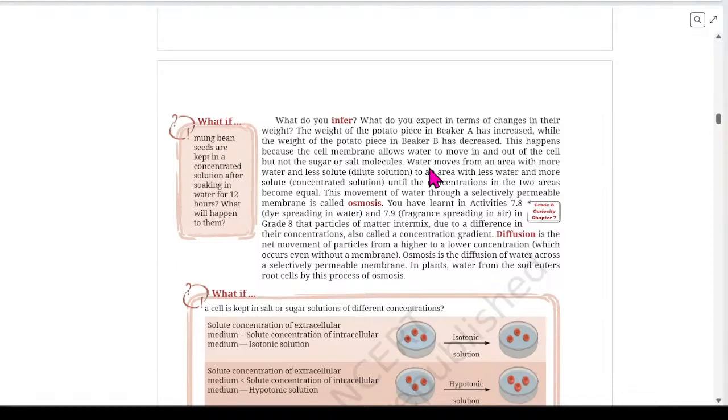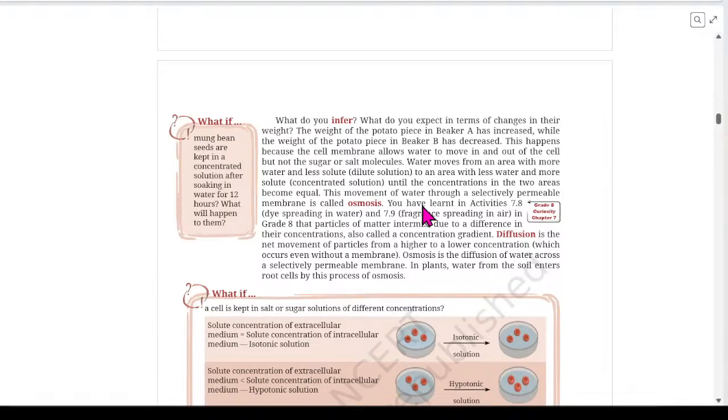Water moves from an area with more water and less solute, or dilute solution, to an area with less water and more solute, or concentrated solution, until the concentrations in the two areas become equal. This movement of water through a selectively permeable membrane is known as osmosis.